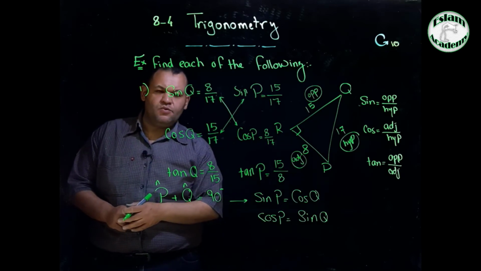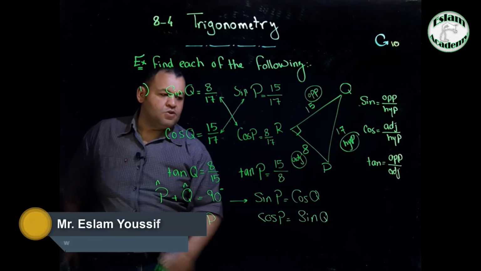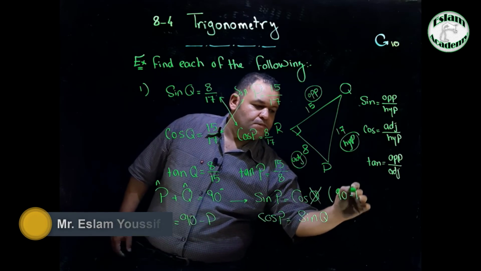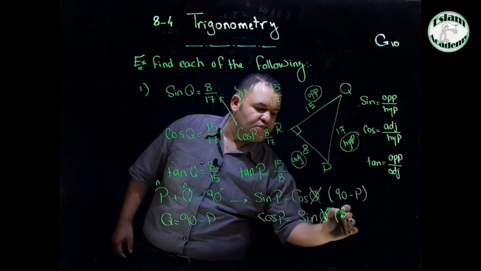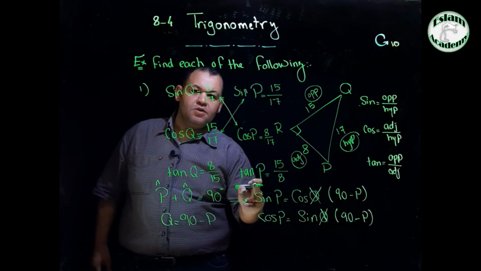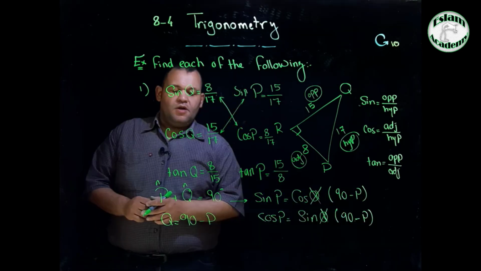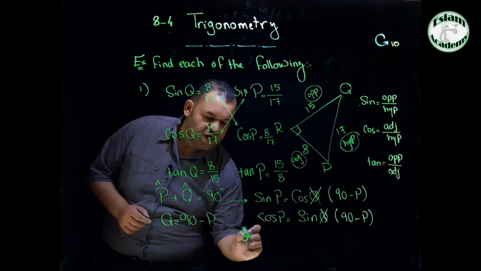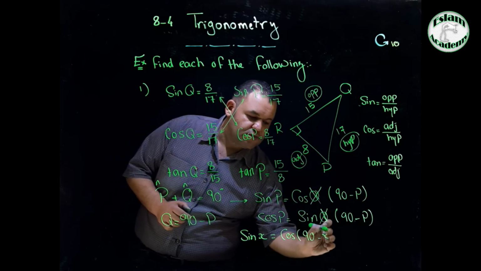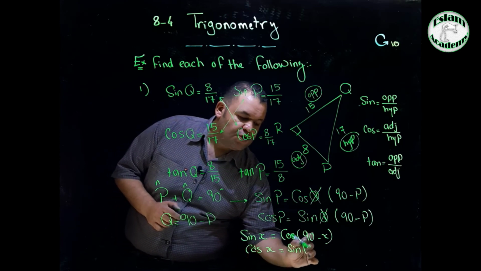Now if I need to find Q, how can I find Q? Q is equal to 90 minus P. So instead of Q, I will replace it with 90 minus P. So we can say that sine P is equal to cosine of 90 minus P, and cosine P is equal to sine of 90 minus P. And that is the formula that we need to know: sine X is equal to cosine of 90 minus X, and cosine X is equal to sine of 90 minus X.